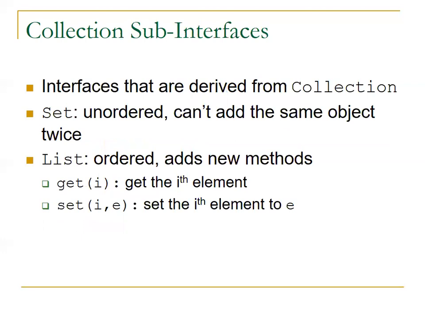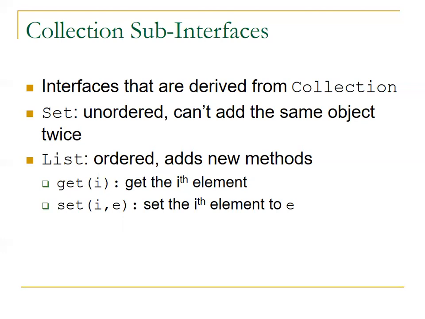Now, the interfaces that are derived from collections basically have two parts. Add, remove, and size we have already seen; these are the functions. But it is again segregated into two parts. The first one is a set, which is unordered and can't add the same object twice. It is unordered, which means there is no sequencing of values. And if you are using a list, sequencing is available.